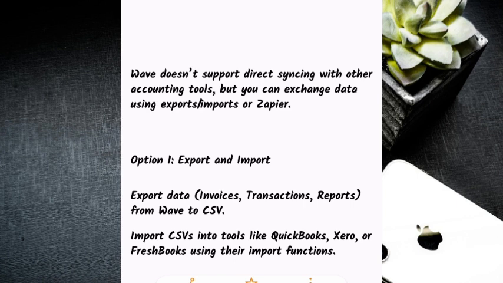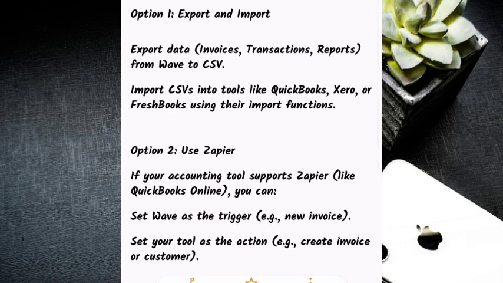You can export data like invoices, transactions, and reports from Wave to CSV, and then import the CSVs into tools like QuickBooks, Xero, or FreshBooks using their import functions. The second option is to use Zapier.